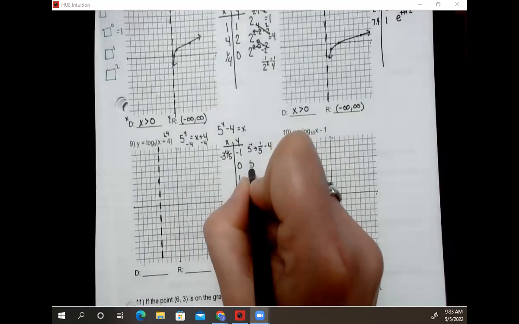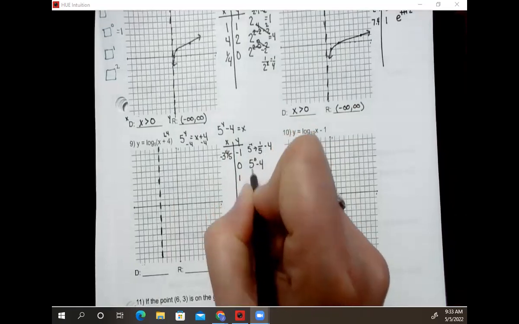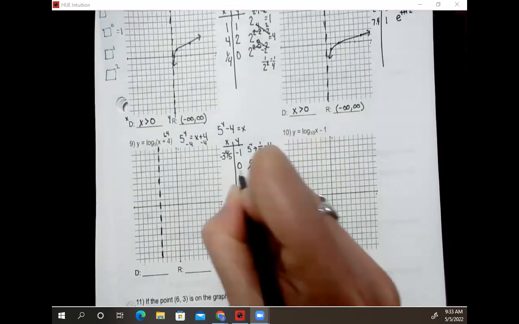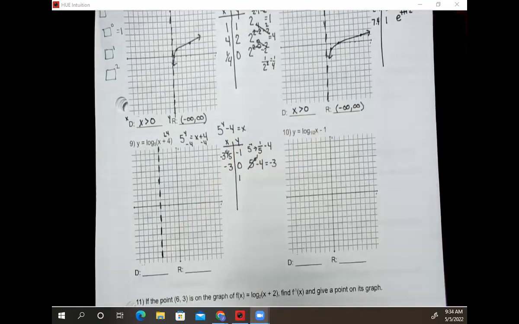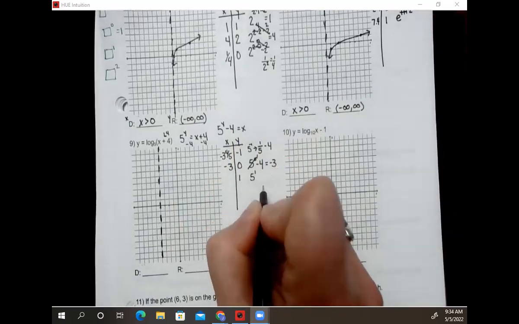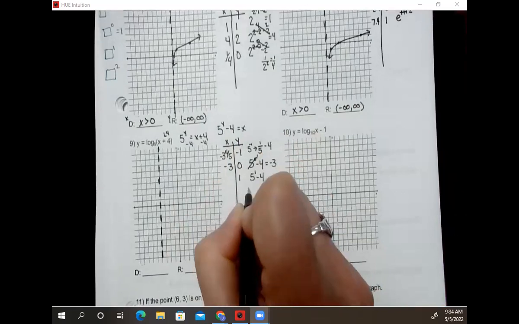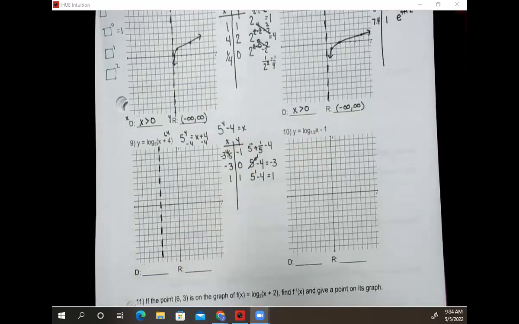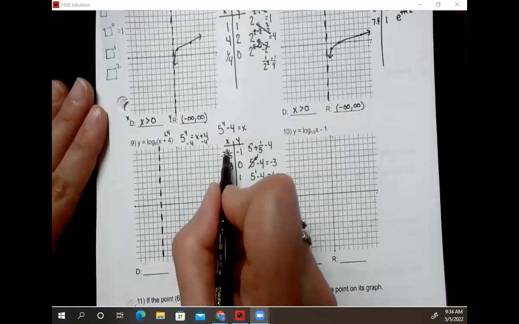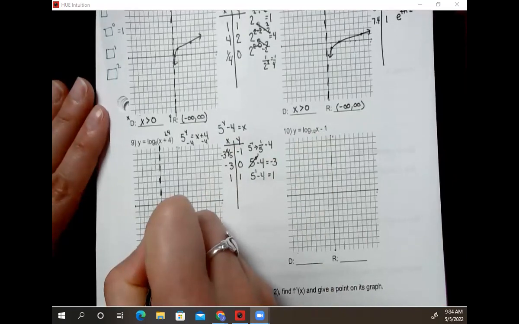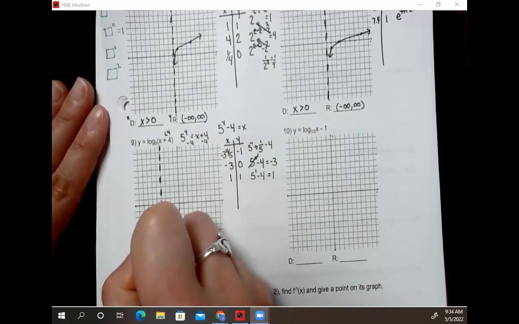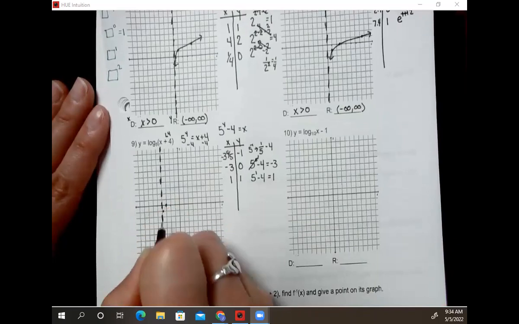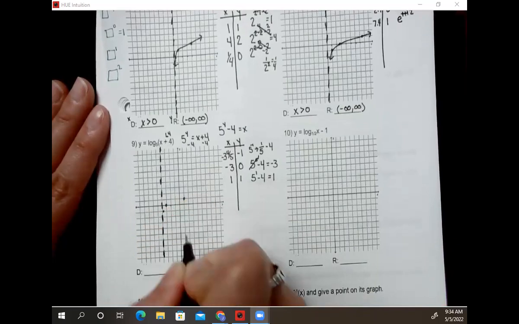If I plug in 0, I would have 5 to the 0 minus 4. 5 to the 0 power would be 1. 1 minus 4 would give us -3. And then finally, 5 to the 1st power minus 4. 5 to the 1st is 5. 5 minus 4 would be 1. So I've got -3 and 4/5. 1, 2, 3. So I'm just in front of my asymptote here, and then down at -1. I've got -3, 0, and I've got 1, 1.